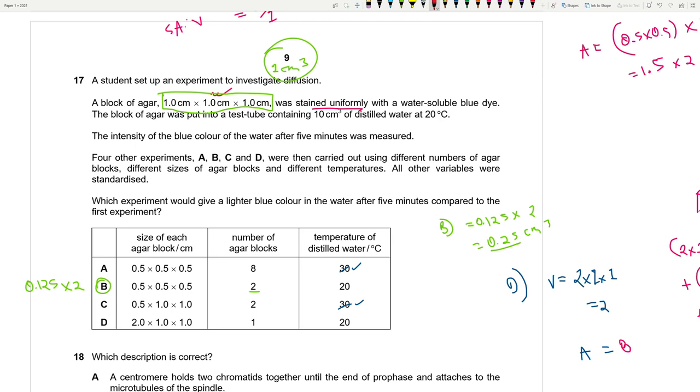What about the first one? It's 0.5 cubed into 8, which gives a value of 1 cm cube and greater temperature, so it will diffuse out faster. For C, it's 0.5 into 1 into 1 into 2, which gives you a value of 1 cm cube as well, greater temperature. For D, it's 2 into 1, so that's actually 2 cm cube. Same temperature but 2 cm cubed, so it will become darker clearly.